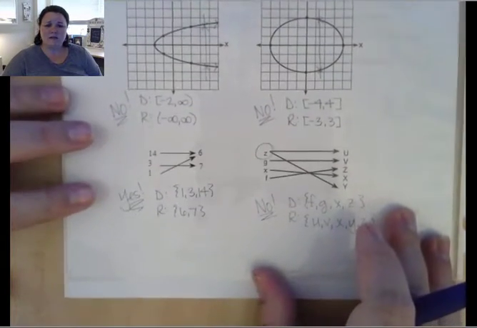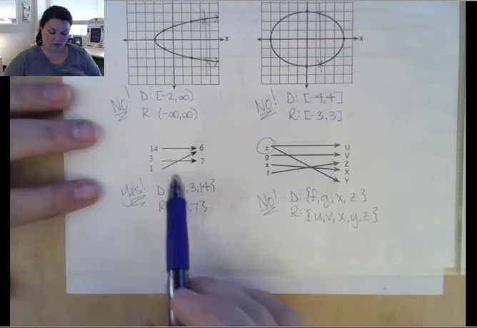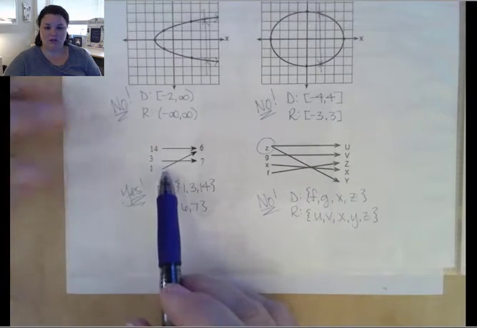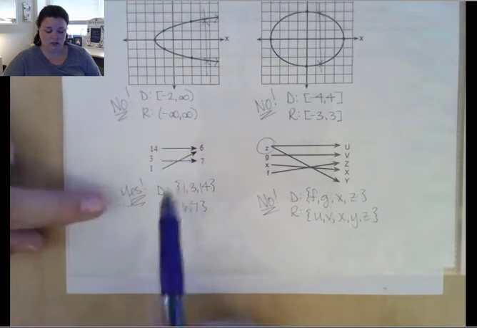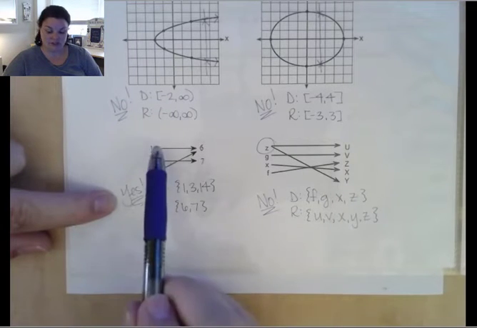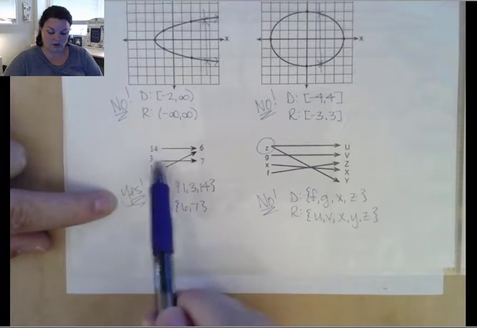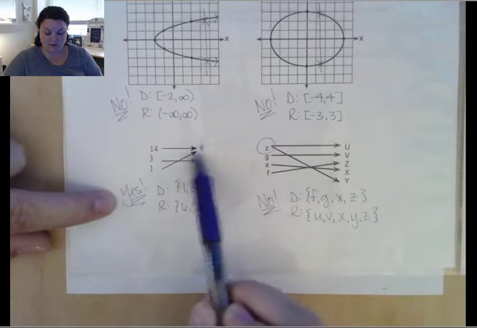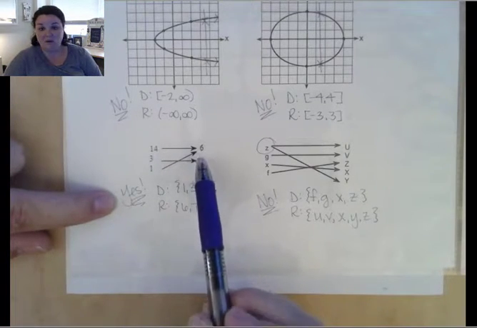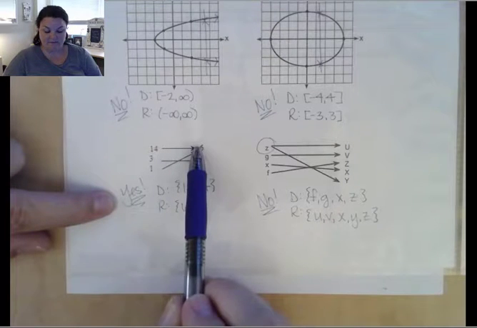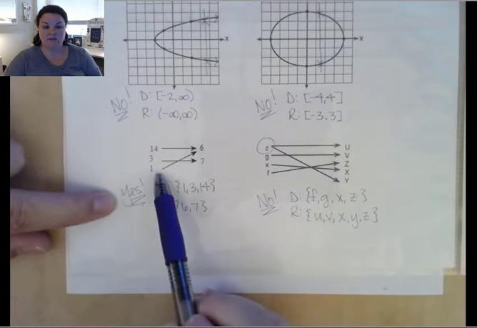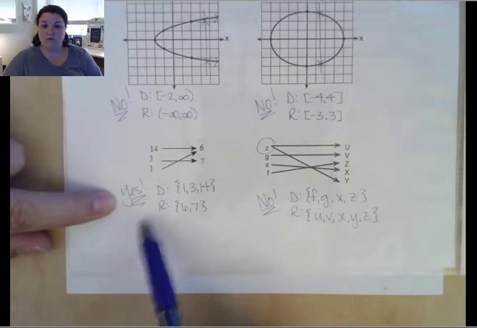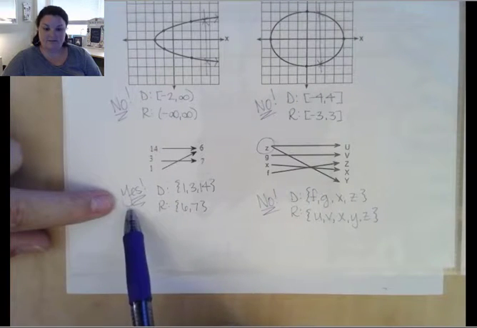All right, then the last one is kind of like the first ones I did, where they just show it as a plot or as a chart, right? And this one is going to be a function because you can see 14, 3, and 1 are all going to exactly one place. Now, it doesn't matter that 14 and 1 went to the same place. We don't care. All we care about is that 14 is only going one place, 3 is only going one place, and 1 is only going one place. So yes, this is a function.